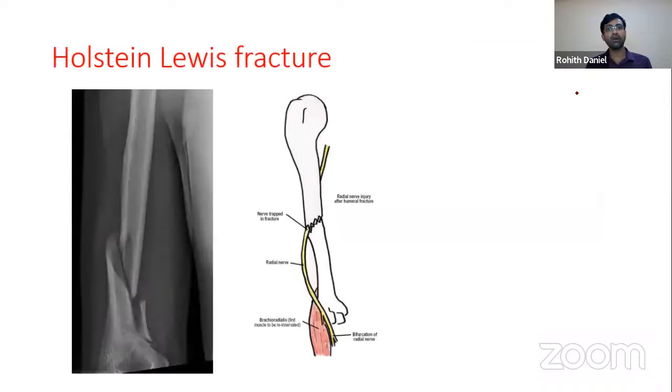Finally, we have Holstein-Lewis fracture. What is this? Here, there is a fracture here in the distal third part of the humerus. And whenever there is a fracture in the distal third of the humerus, there is a high chance that the radial nerve can get entrapped between the fracture fragments. The radial nerve, which is passing close by, will get compressed between the two fragments of the humerus fracture. And this will result in, again, a high radial nerve palsy.